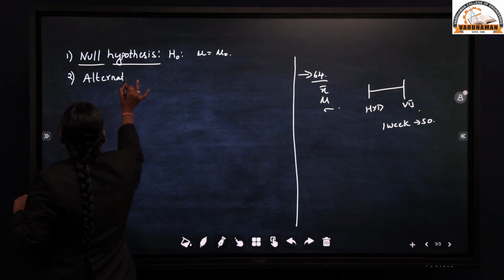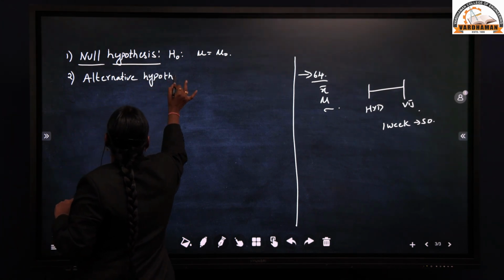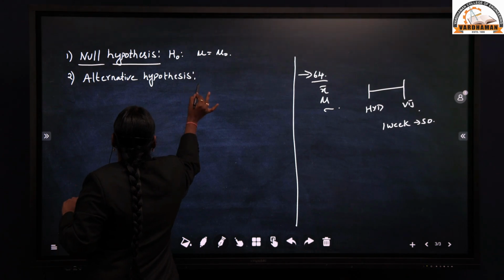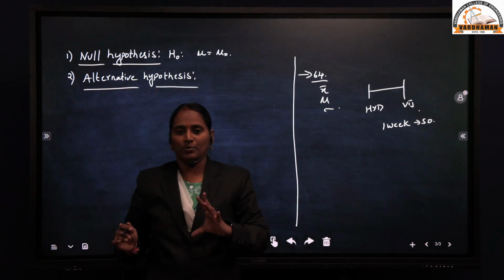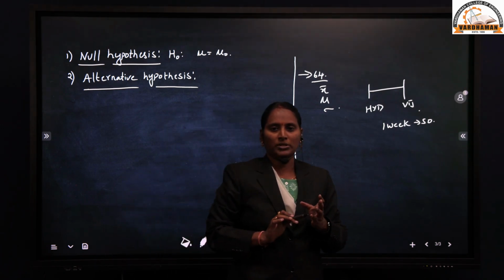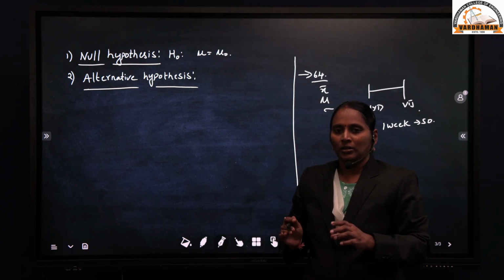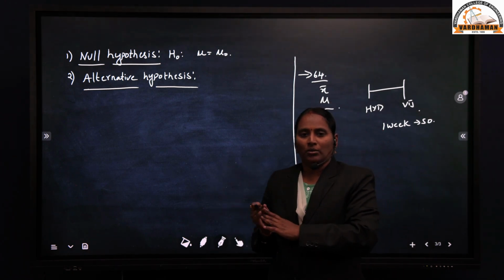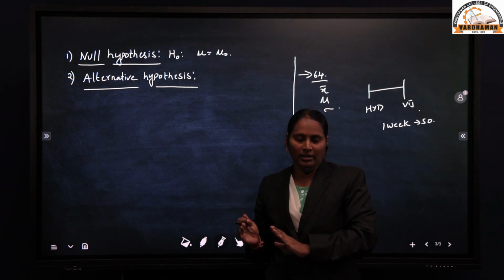Alternative hypothesis means a statement against the null hypothesis. This is what we call an alternative hypothesis. Now in the alternative hypothesis, we again have three types of tests: two-tail test, right-tail test, and left-tail test. It depends upon the given problem. We are going to verify the type of the test, whether the alternative is two-tail or right-tail or left-tail.